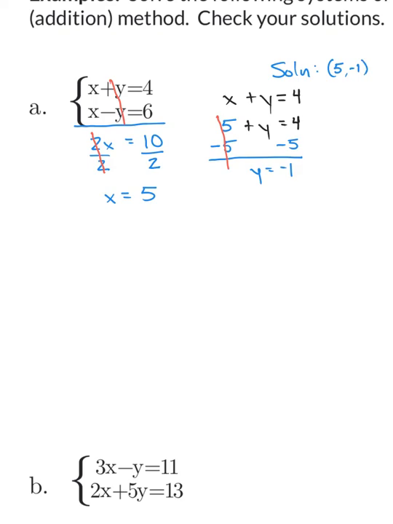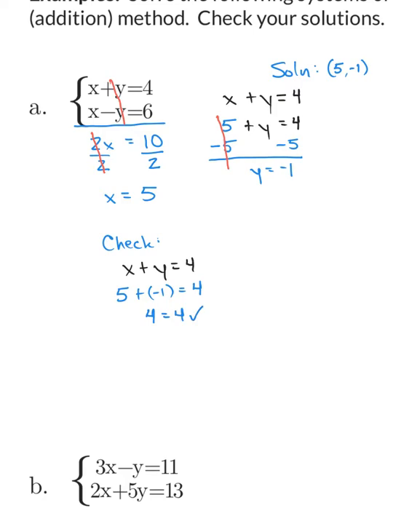Finally, we want to check this. In our first equation, if we plug in, we get 5 plus -1. And I want to know if that is equal to 4. Since 4 is equal to 4, that one checks out.